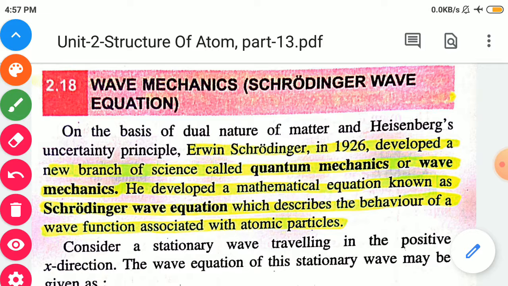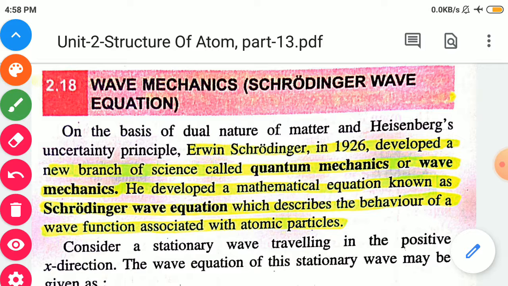On the basis of the dual nature of matter and Heisenberg's uncertainty principle, Erwin Schrodinger in 1926 developed a new branch of science known as quantum mechanics or wave mechanics. He developed a mathematical equation, known as the Schrodinger wave equation, which describes the behavior of a wave function associated with atomic particles. Here, atomic particles basically means electrons.